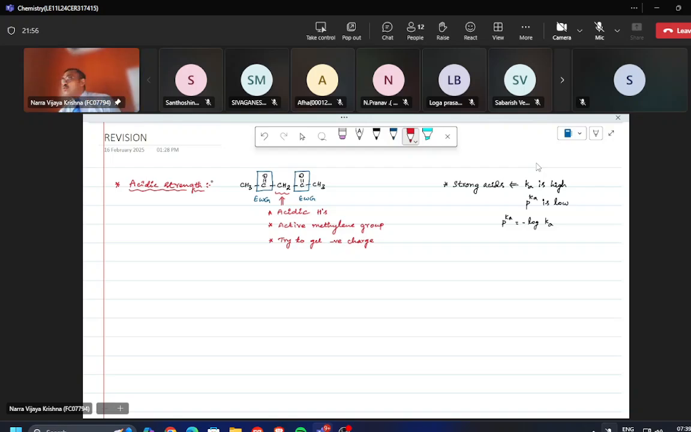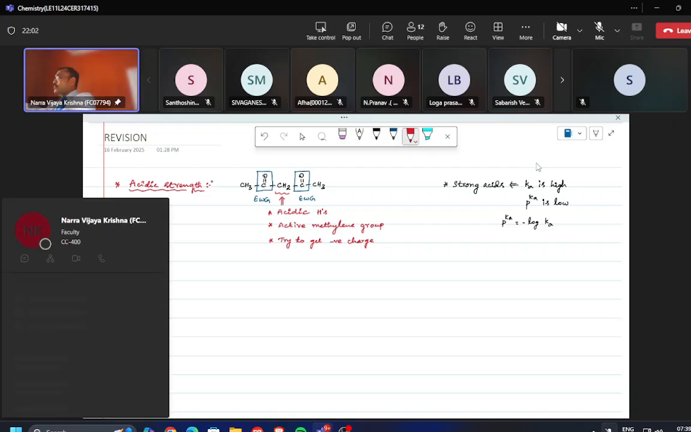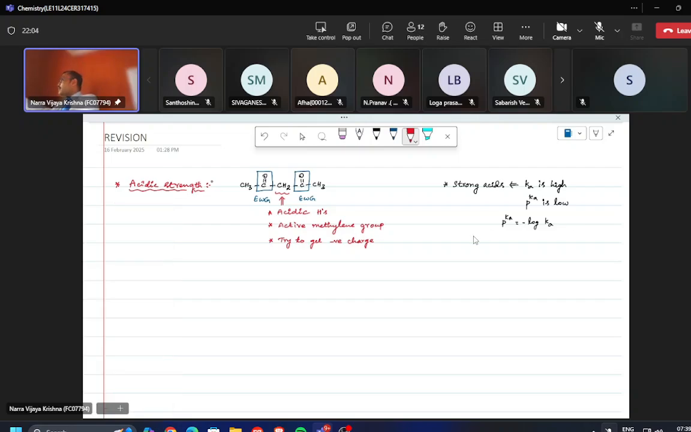Clear? So if I give you two compounds, and if I give you the pKa values of those two compounds, how will you say which is more acidic? Whichever has the lower pKa is the stronger acid. Whichever has the higher pKa is the weaker acid. Or if I give Ka values, higher Ka is the strong acid. Any questions?